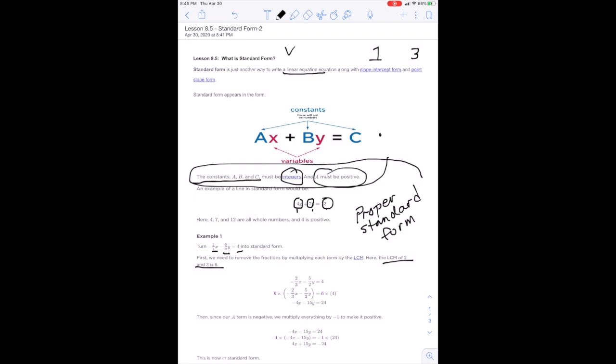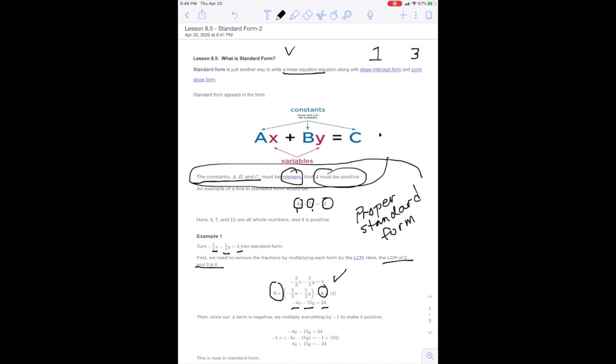So if you look at the example, here's where we start right here. And then we're going to multiply everything by 6. So we've got 6 times this half and then 6 times the other side. When I multiply 6 times negative 2/3, I get negative 4 because 6 times negative 2 is negative 12. Negative 12 divided by 3 is negative 4. 6 times negative 5/2 becomes negative 30/2, which is negative 15. And 6 times 4 is 24. Okay, so good, we got rid of the fractions.